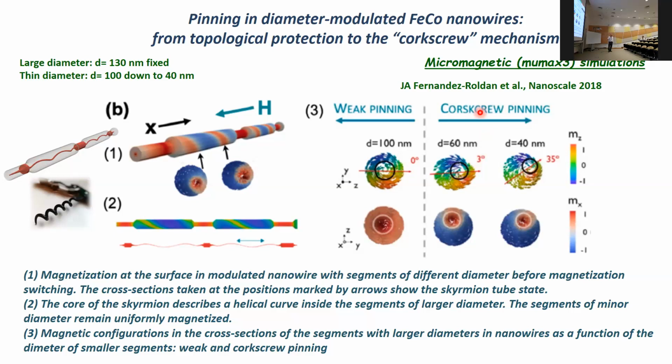We call it corkscrew pinning because, and this is from simulations, in the thick segments we observe a kind of vortex or skyrmion tubes, where the axis of the skyrmion is not on the axis of the wire, but moves in a helical path. That's why we call it a corkscrew pinning mechanism.